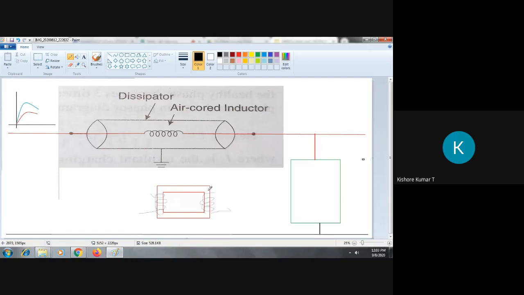So this magnetic material will provide a low reluctance path, thereby whatever may be the flux set up by the primary will interact with the secondary.